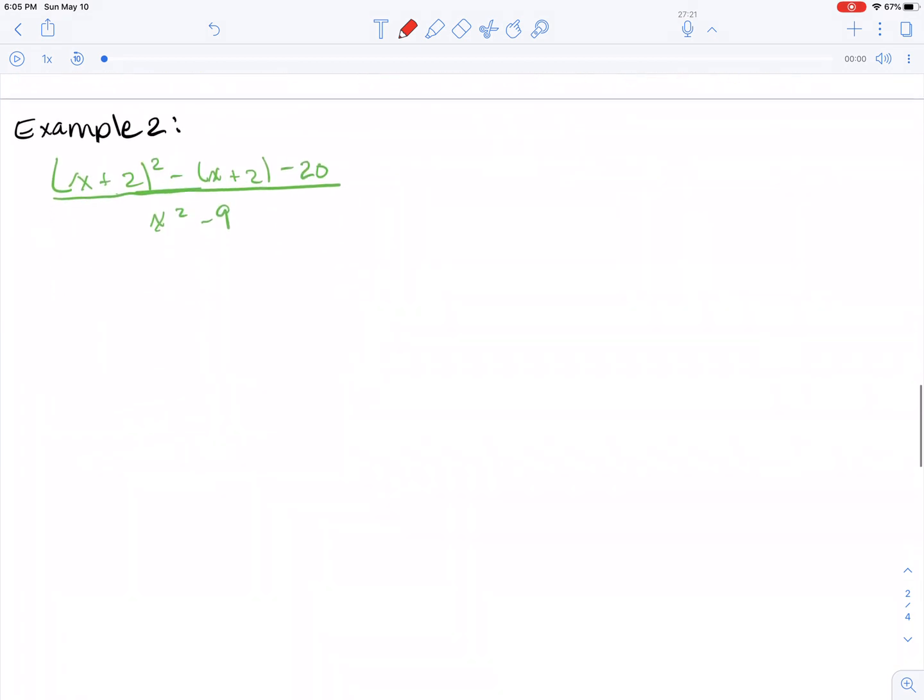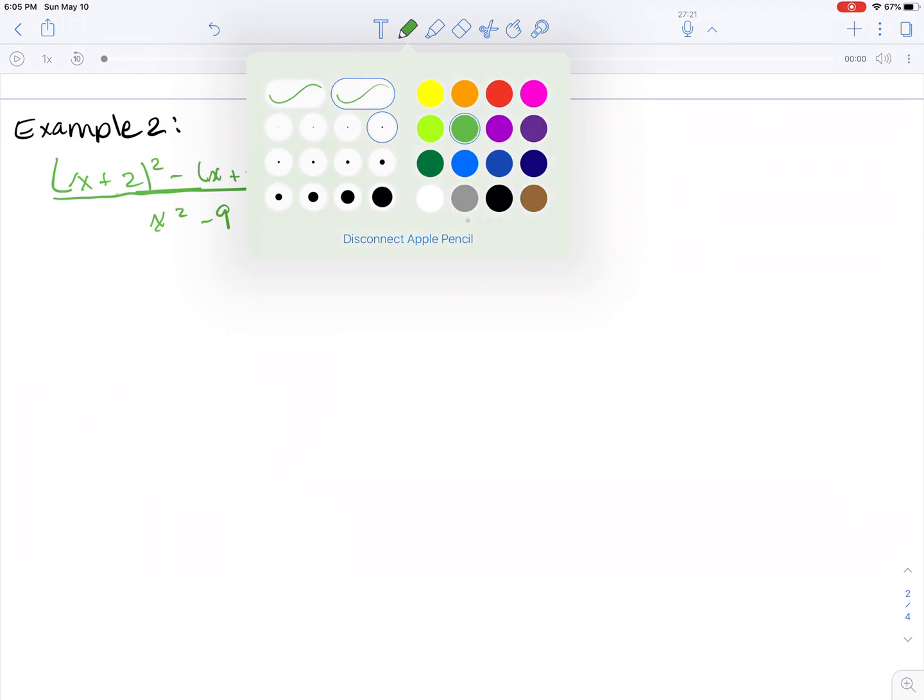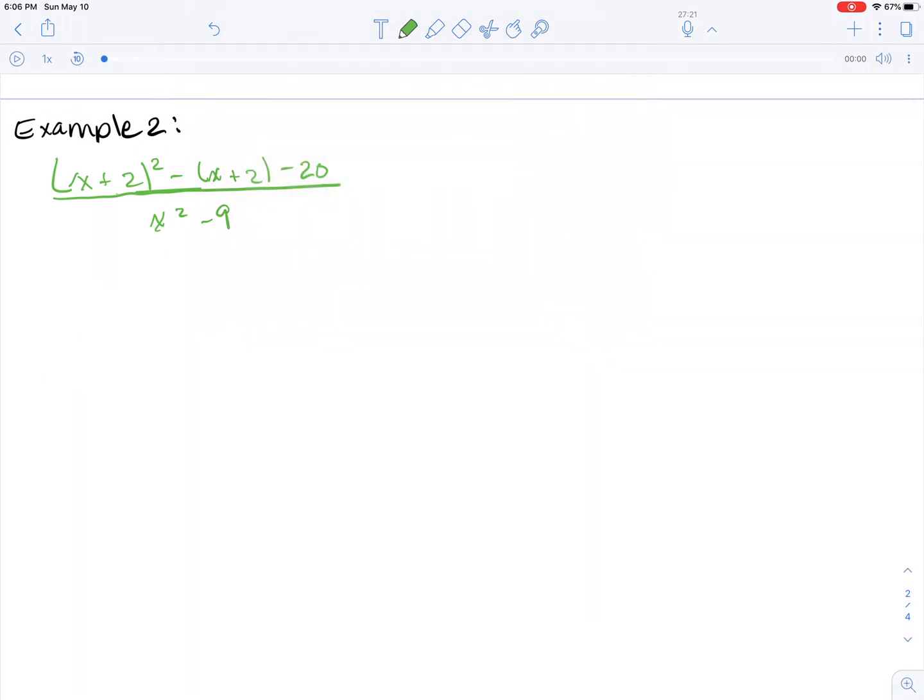Let's look at one more example. We have x plus 2 squared minus x plus 2 minus 20, all divided by x squared minus 9. Okay, my denominator is a perfect square, easy enough for me to factor. So I'm going to go ahead and do that. So it's x plus 3, x minus 3.